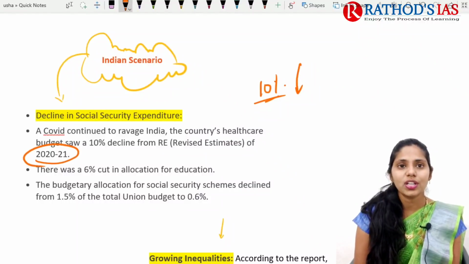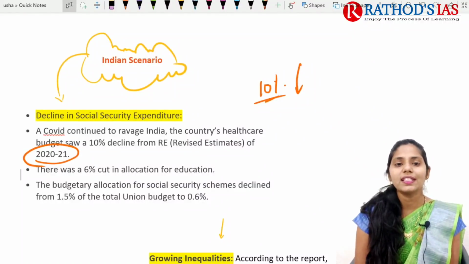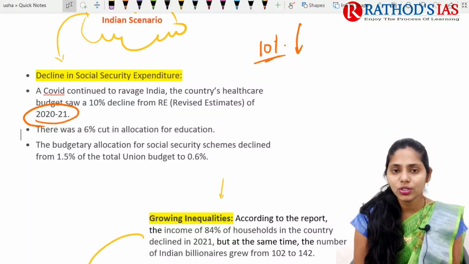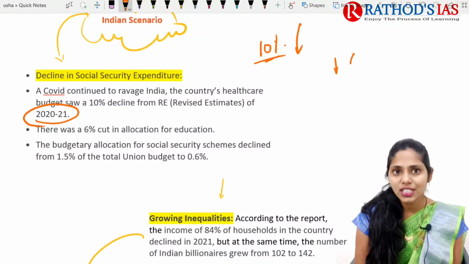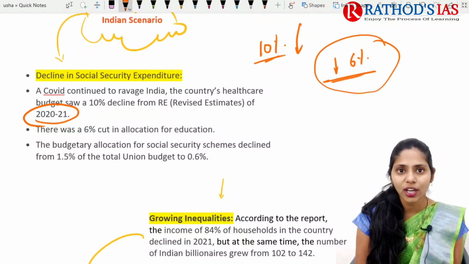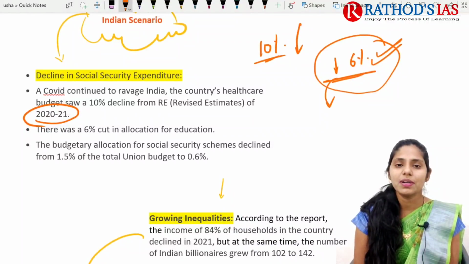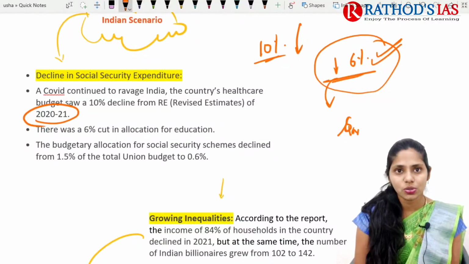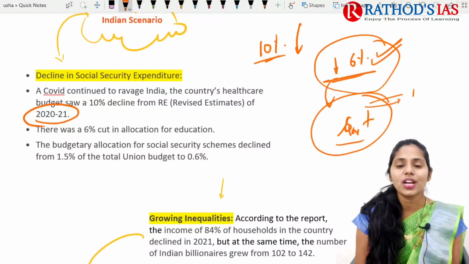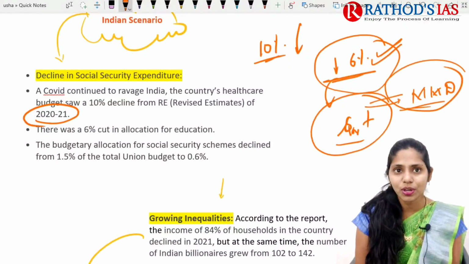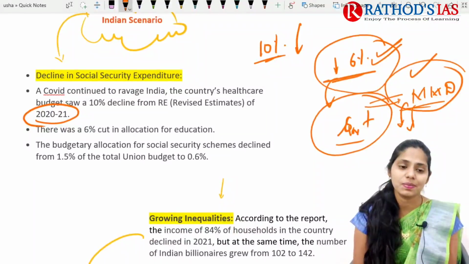So if you are comparing in 2020-21, due to COVID-19 there is a decline in the revised estimates that is mainly seen, and there is also a 6% cut in allocation even in education. Due to the COVID-19 pandemic, many schools had been shut down. Government schools especially also run the midday meals program, so because of the shutting down of schools, there is no midday meals program as well. Because of this, we can see the overall decrease of allocation to education is by 6%.